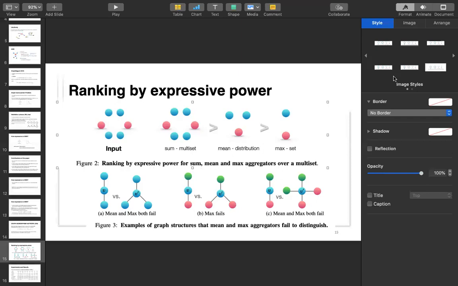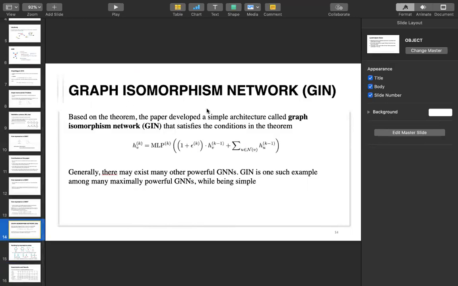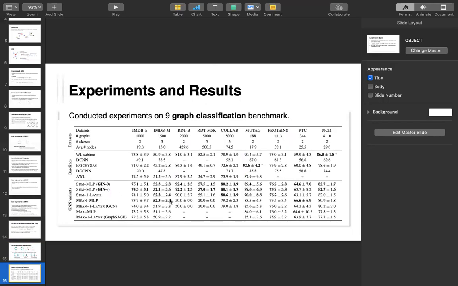Keep going on. Just now we mentioned that the paper has developed the GIN structure, and it has conducted experiments on 9 graph classification benchmarks. The result shows that it performs quite well on the graph classification task, and it achieves the state of the art with some MLP structure. That's more like a conclusion, right? Yes. That's all.